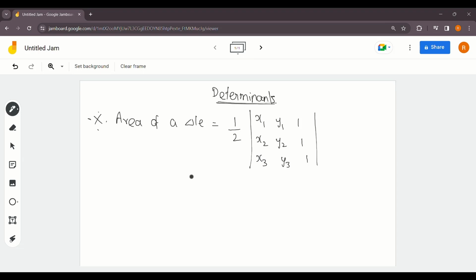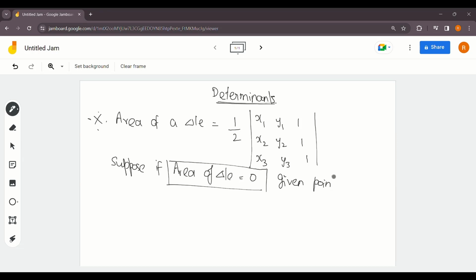If you substitute the values and get the answer as 0, that is, if the area of the triangle equals 0, then the given points are collinear. So questions will be asked based on collinearity, and also to find the area of a triangle in general.